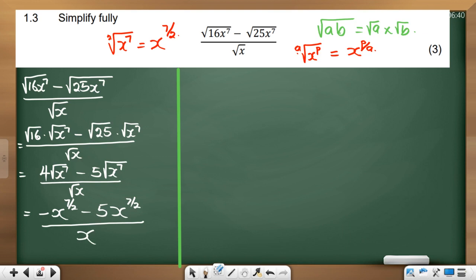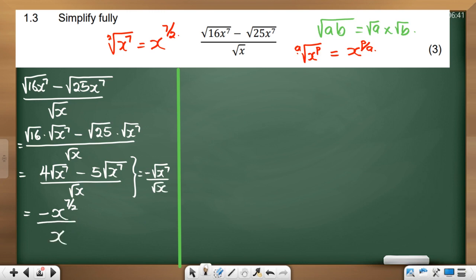No. My 5 is gone, by the way. Oh, I was repeating steps. Sorry. Now, remember we said 4 minus 5 is negative 1. Okay. So this would have been equal to minus x to the power 7 over root of x. Okay, so that's what I have.